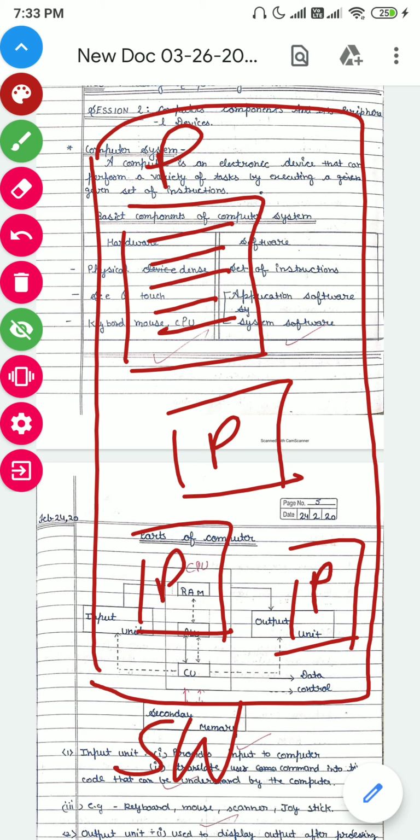So class, you must be clear with this: what is a program? A program is a set of instructions. And what is software? Software is a set of programs. Am I clear to all of you?